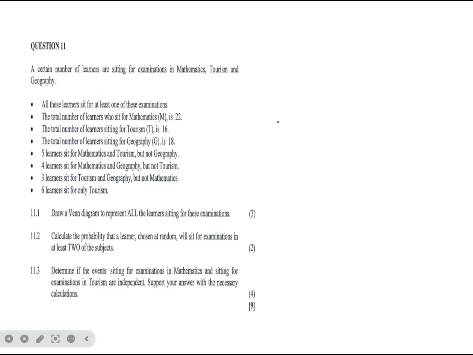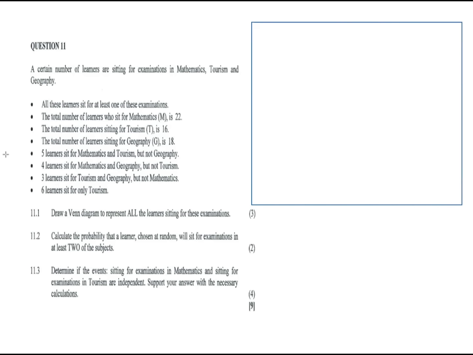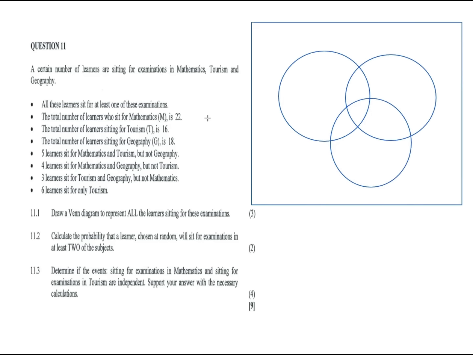Okay, so we have question 11 on probability. That's your grade 11 probability Venn diagrams. So a certain number of learners are sitting for examination in mathematics, tourism, and geography. And then 11.1, they say, draw a Venn diagram to represent all the learners sitting for these examinations, right? So you will have your Venn diagram first, and then obviously indicate your circles here for these three events. And then there we go. Okay. Then you're going to label the events using symbols.